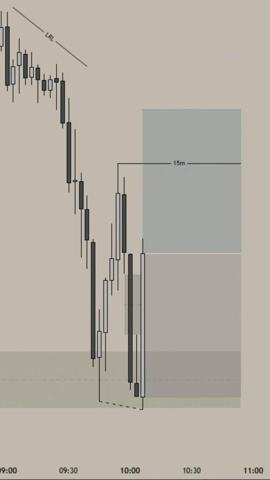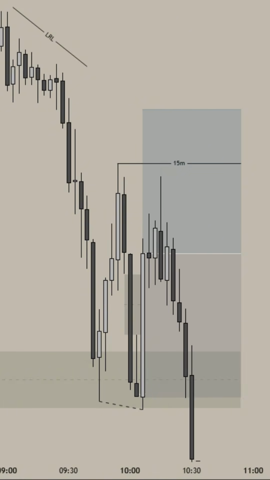So this is where I took a position long, and at first glance, it looks like this ends up failing as we edge the 15-minute and then run to my stop loss. However, during this price action, I actually went break even, and this is why.